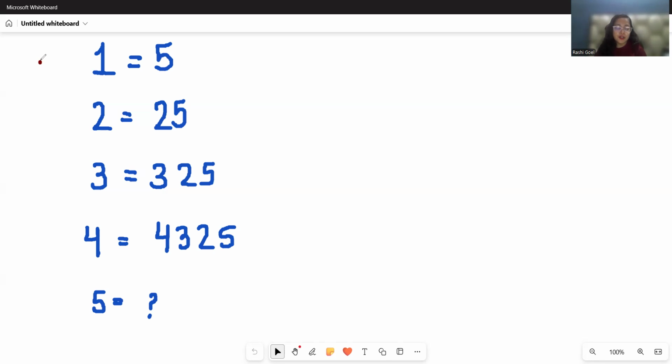So take a good look at the resolution of this logical sequence. If 1 is 5 and 2 is 25, we can see that for 1, they write 5; for 2, they write 2 and then 5. In 3, they write 3 and then the previous digits, 2, 5. Similarly, in 4, they write 4 and then the previous digits. So in 5, we can write 5 and then the previous digits, that is 4, 3, 2, 5. So what replaces the question mark? 5, 4, 3, 2, 5.